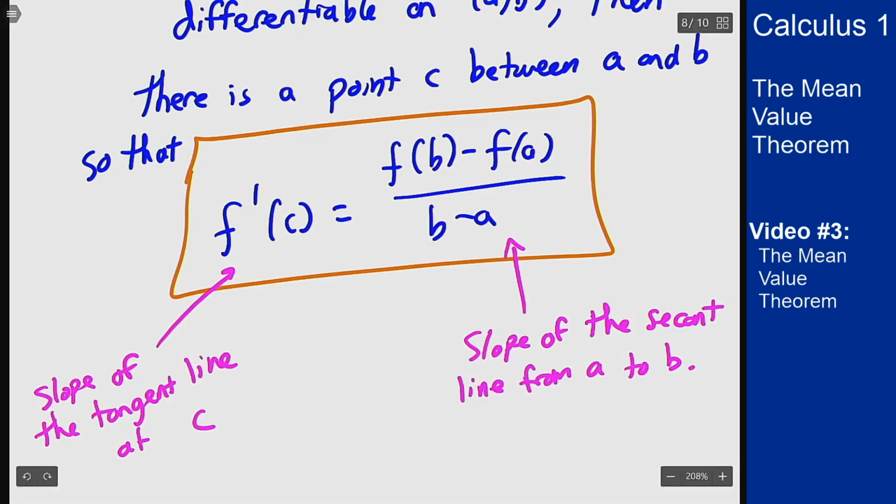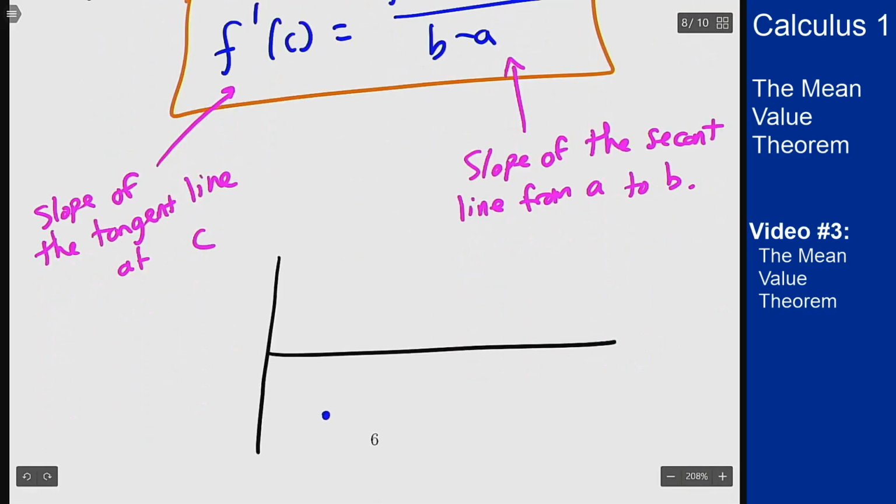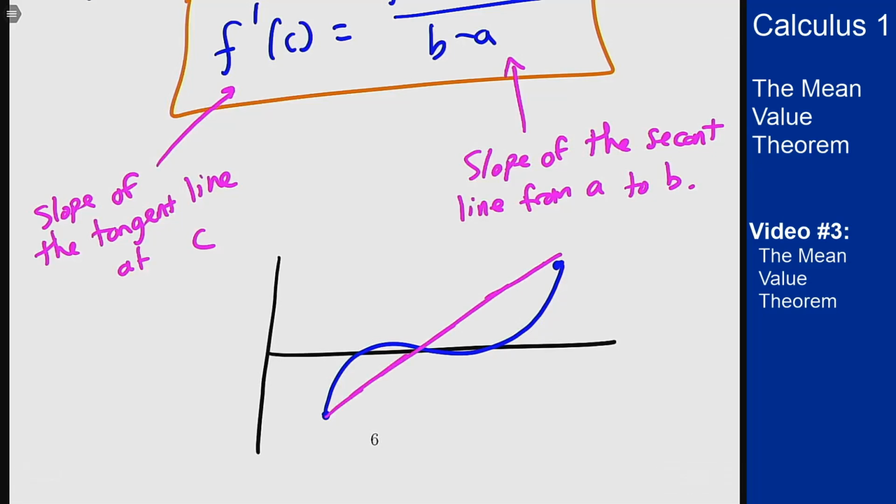In terms of a picture, if I have my function like this, I have the secant line from a to b, something like that, and the mean value theorem guarantees that there are points, at least one, along the curve where the slope of the tangent matches that of the secant. So somewhere around, say, here-ish, the tangent line matches the secant, and there's also one more somewhere around here. Right? I have tangent lines that are parallel to this secant line through the endpoints.